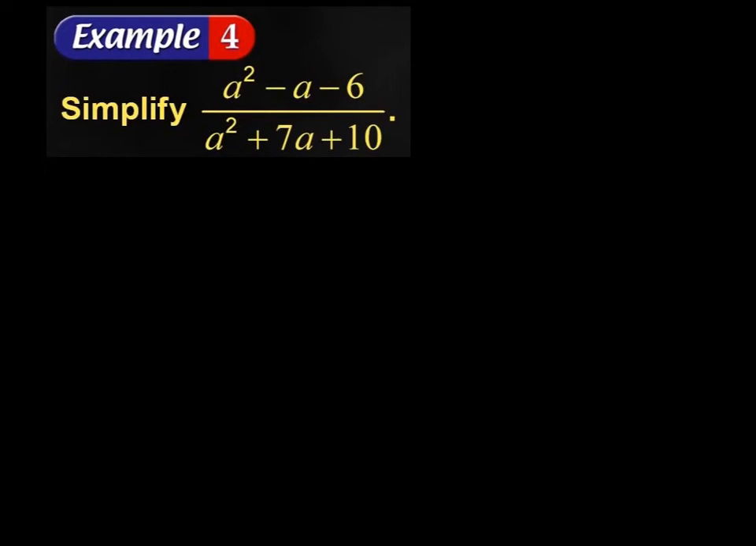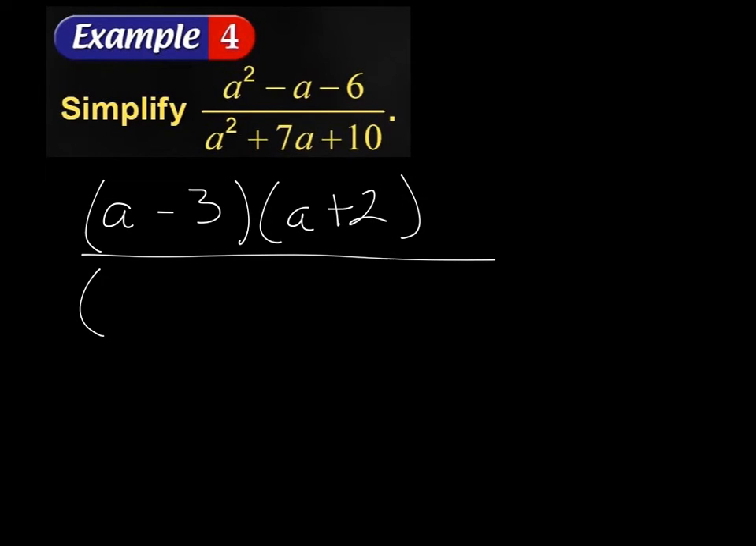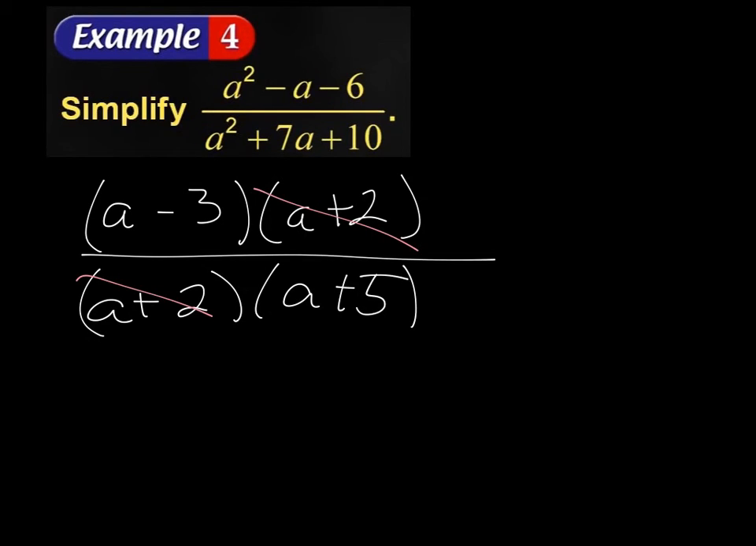This is one of my favorite algebraic topics because we get to cross things out. If I factor the numerator, so factors of -6 to give me a sum of -1, -3 and +2. Factor the denominator, factors of 10 to give me a sum of 7, 2 and 5. I see I have a plus 2 in the numerator and denominator. Anything divided by itself is 1, even an a plus 2. And so my final answer is going to be a minus 3 over a plus 5.